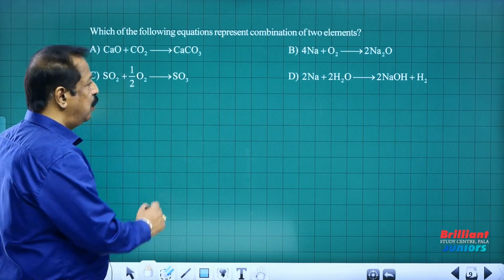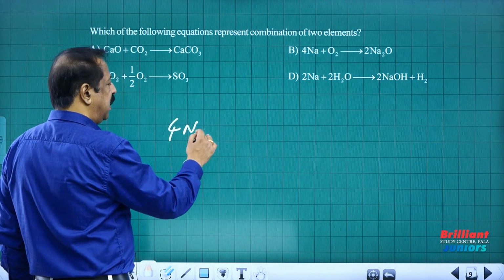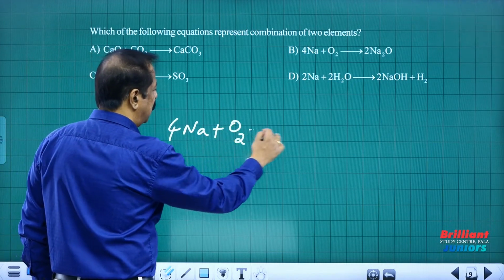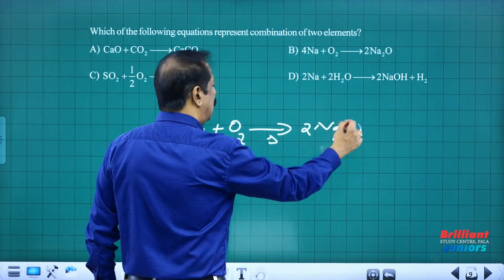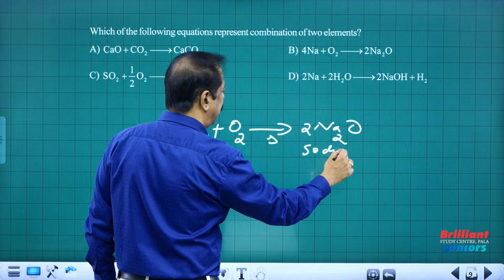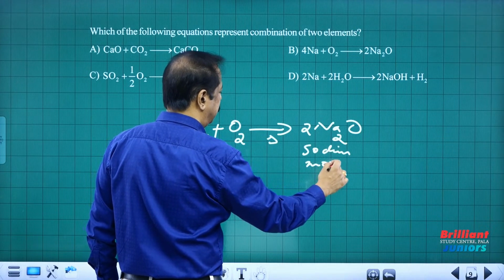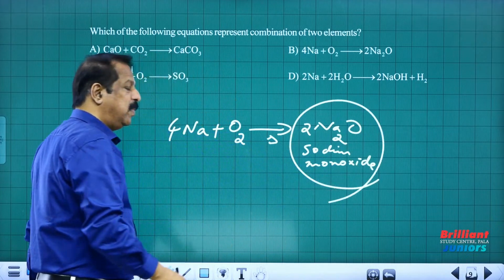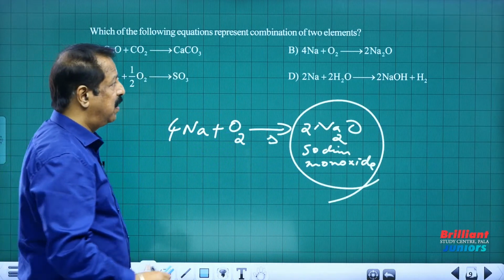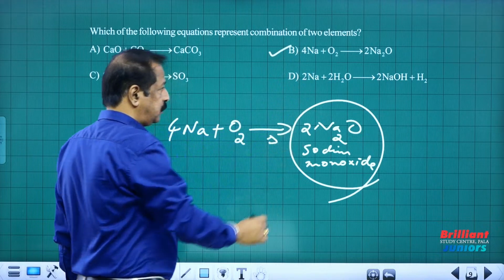But in the second case, 4Na plus O2. Na is an element, O2 is an element. On heating it forms 2Na2O. Na2O is called sodium monoxide. So this is a compound formed by combination of two elements. So here the answer is option B.